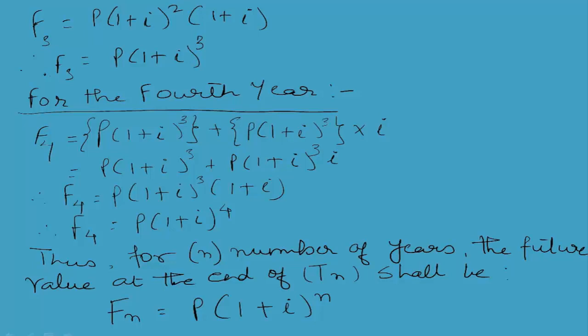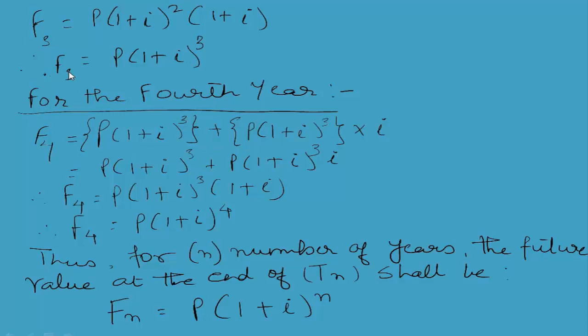So for the beginning of the fourth year, the opening principal becomes P(1+I) whole cube. So the new principal at the beginning of the fourth year is P(1+I) whole cube. And obviously, it need not be said that this happens to be the principal which we got at the end of the third year.